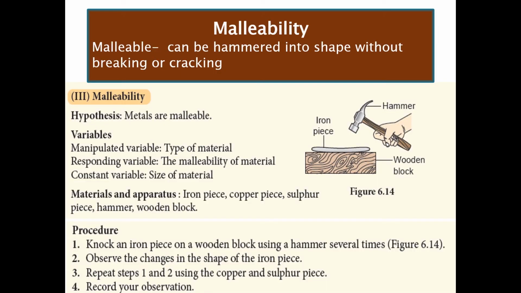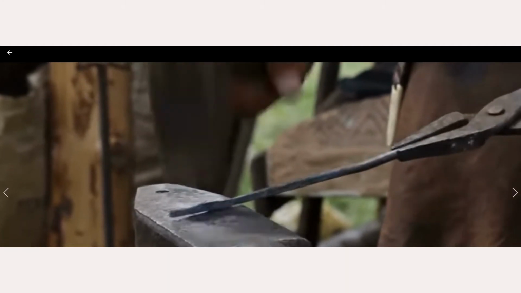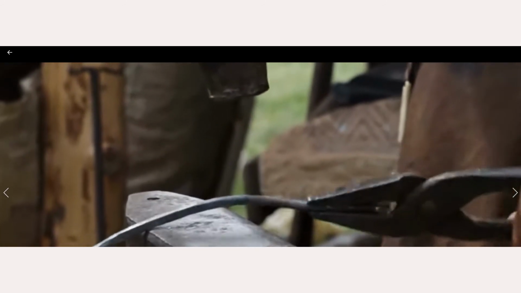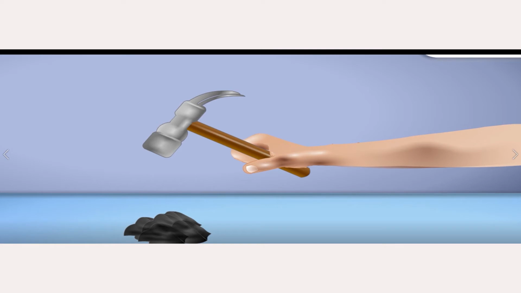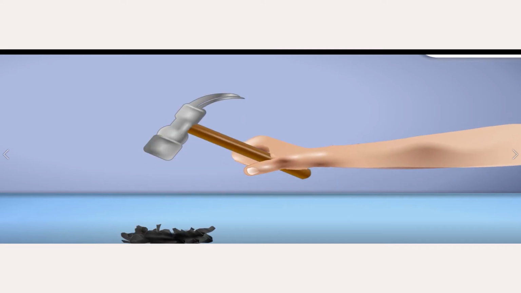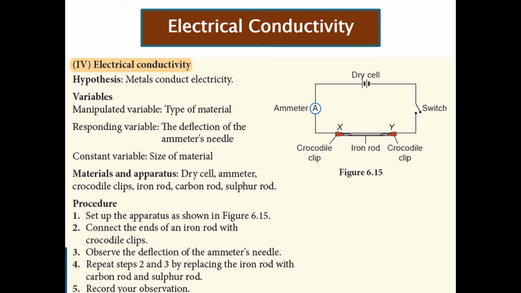Malleability is the ability of a material to be hammered or pressed into shape without breaking or cracking. Metals are malleable. When hammered, they become flat without breaking. Non-metal cracks easily and becomes shattered when hammered. Therefore, non-metal is non-malleable. Next, let's look at electrical conductivity of metal and non-metal.